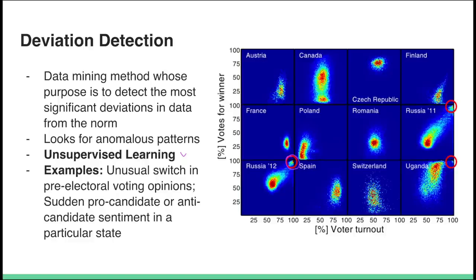Anyways, the point of this graph is to show that we're specifically looking for anomalies, right? And that's the point of deviation detection. Some examples of using this might be an unusual switch in pre-electoral voting opinions, detecting anomalies in voting data, or a sudden pro or anti-candidate sentiment in a particular state. So something that is deviating from the norm, so that whoever's campaigning can take a look at that and try to figure out what happened.